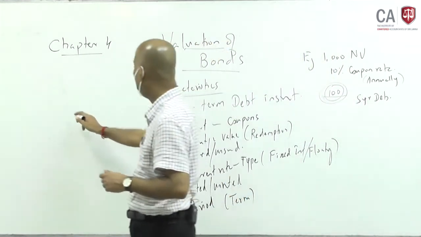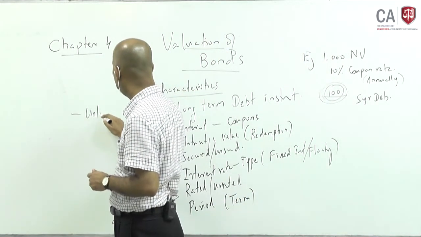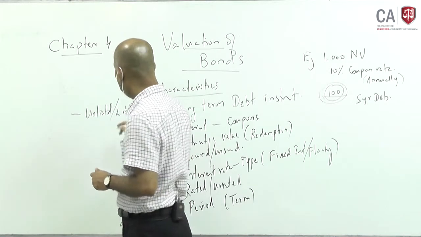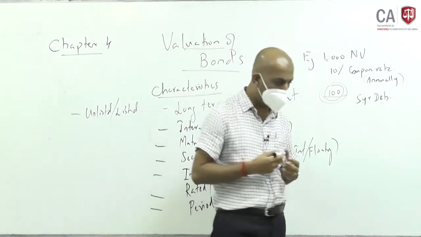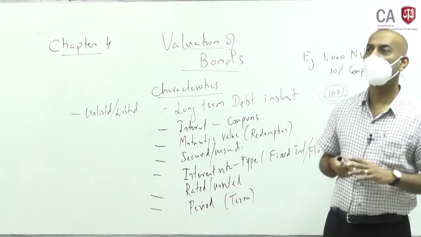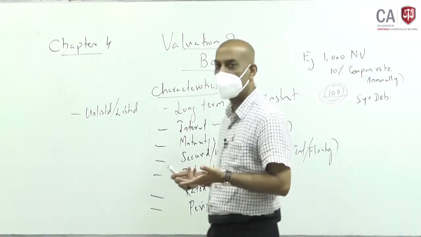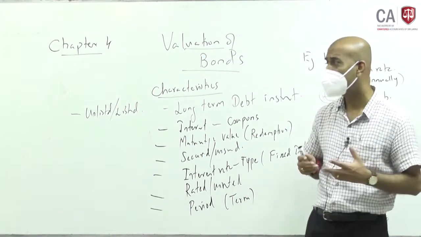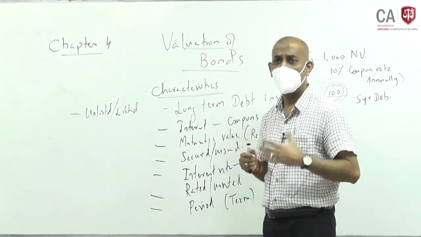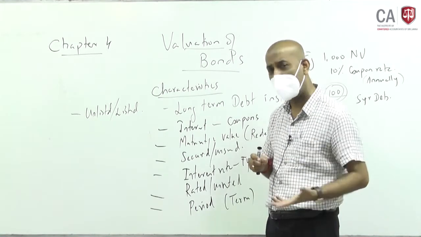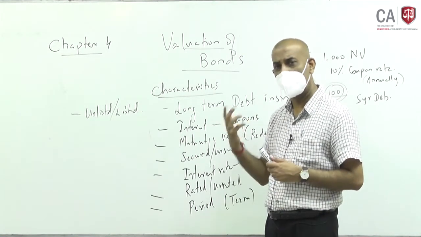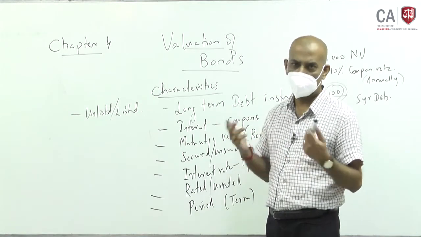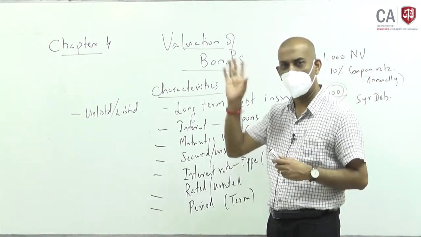Then please understand there is another thing, it's called unlisted or listed. Especially this is for private sector corporate bonds. The corporate bond can be listed or unlisted. Listed debentures you can trade in the market like shares, you can buy and sell. Debentures also you can buy and sell. Unlisted means once you invest, you wait till the maturity.